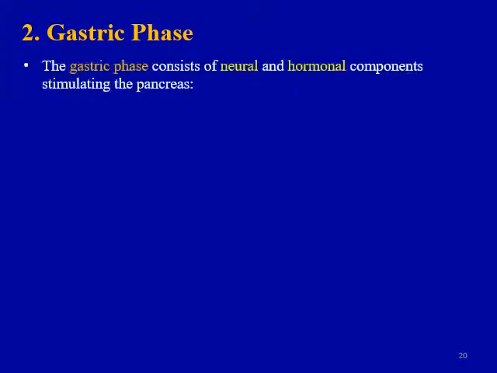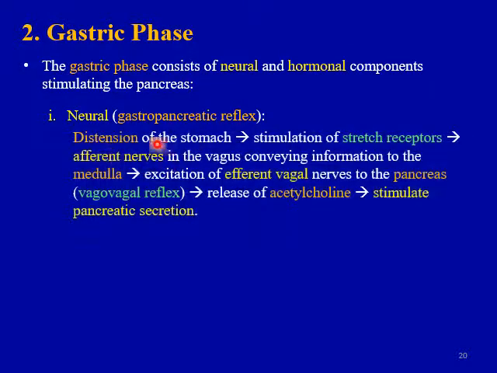The gastric phase consists of neural and hormonal components that will stimulate the pancreas. The neural component is via the gastropancreatic reflex. The distension of the stomach will stimulate stretch receptors in its wall. Afferent nerves in the vagus nerve will convey the information to the medulla, and this will lead to the excitation of efferent vagal nerve fibers to the pancreas. So it is a vagovagal reflex. This will lead to release of acetylcholine and stimulate the pancreatic secretion.